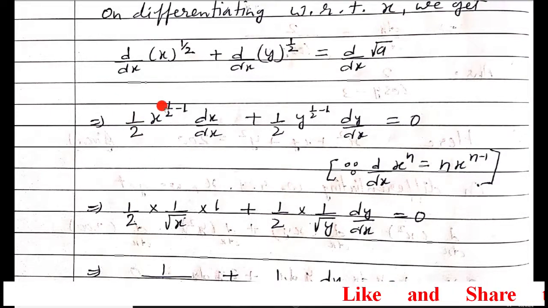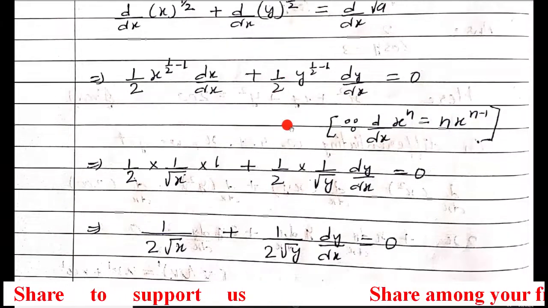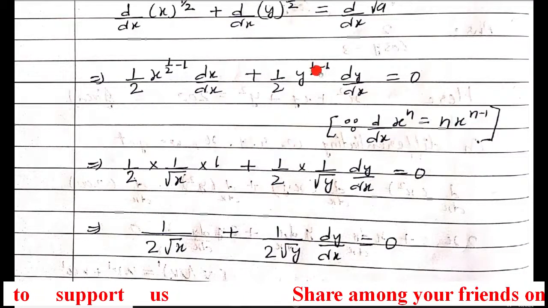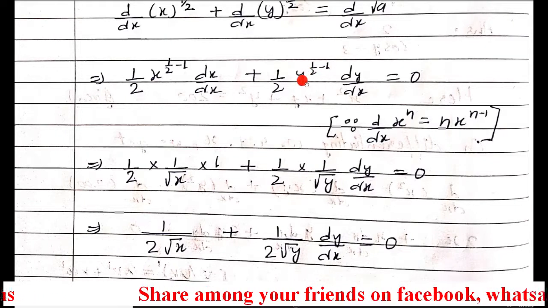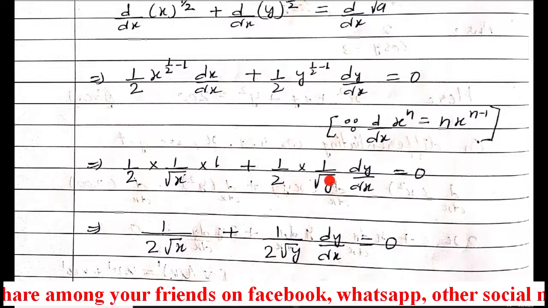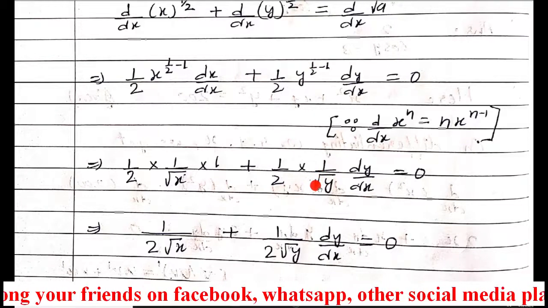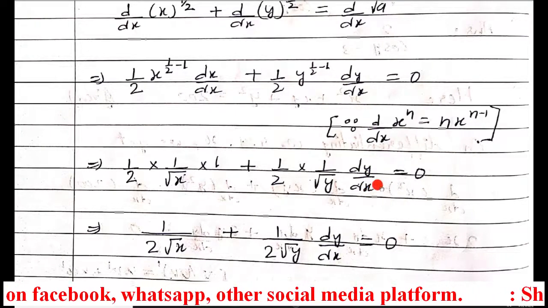Now when we subtract 1 from half, we get minus half. Because the answer is minus half, this 1 upon root x came here, and dx over dx is 1. Now again here half as it is, and when we subtract 1 from half, we get minus half. Because it's minus half, it becomes 1 upon root y. Because of the minus sign it came down, and because of the half, the root came here. Now dy over dx we can't differentiate, so keep it as it is.